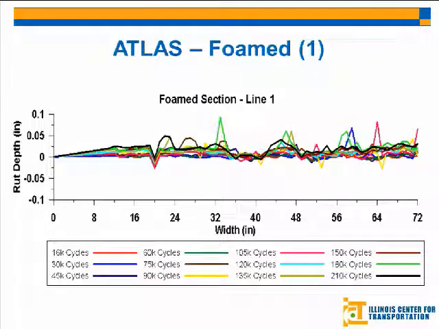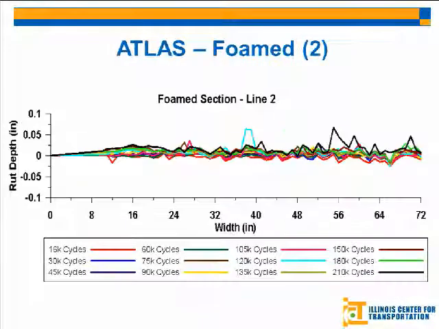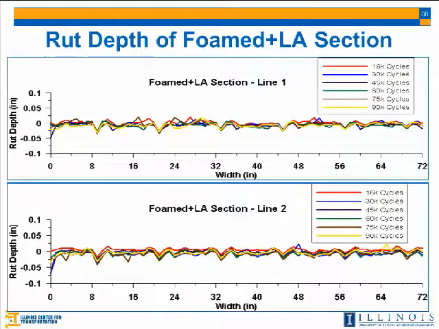When moving the Atlas to the foam sections, here we have the foam section. We have run so far 210,000 cycles. Of course, as I mentioned, the first 30 was 10 kips, the second 30 was 14. Beyond the 60, we have increased the load to 18 kips, and still no rutting. Similar for the second line for the foam section, 210,000 cycles, and still no rutting.